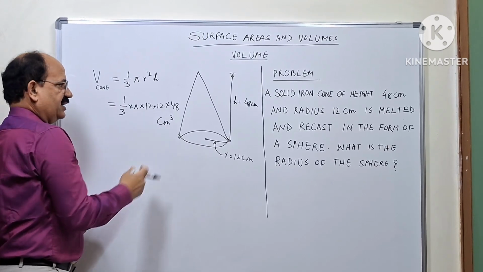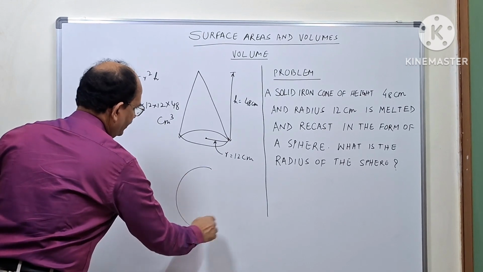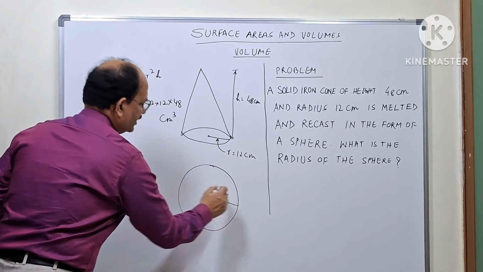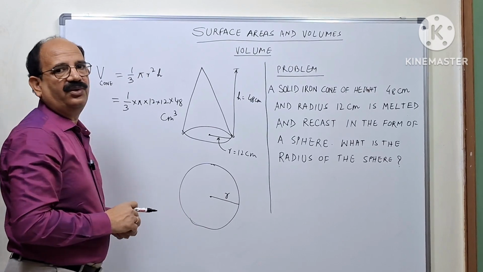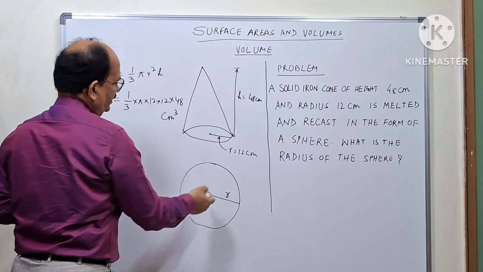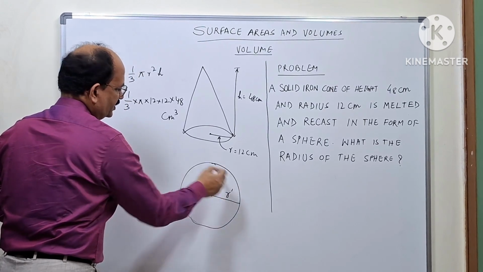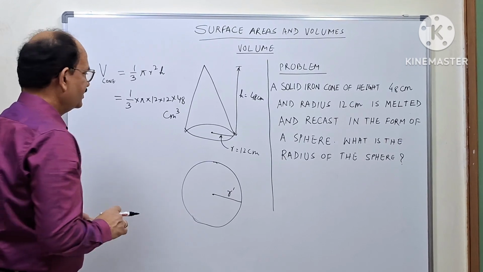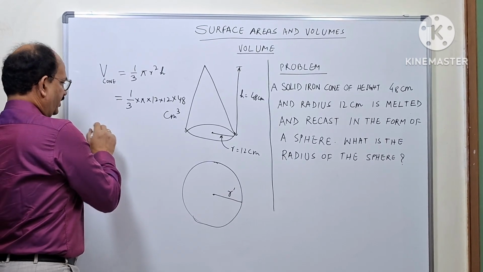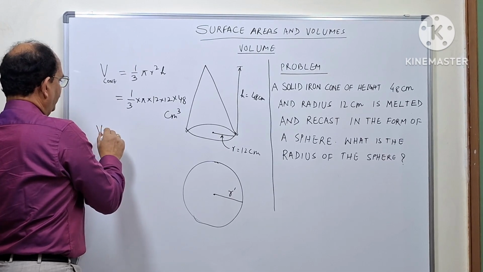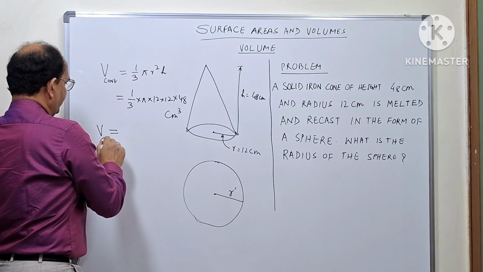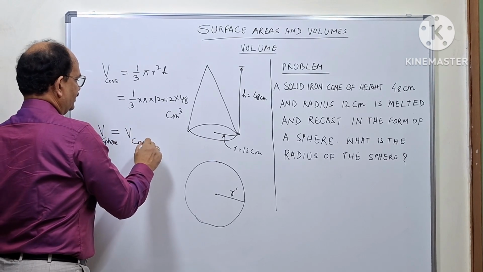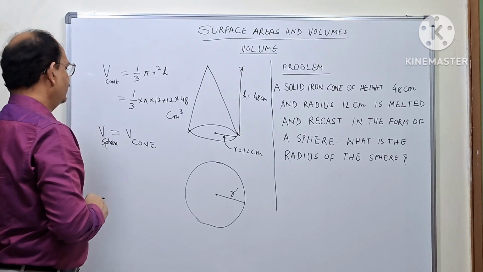Now the same cone is melted and recast in the form of a sphere. So if this is the sphere and this is the radius of the sphere, we have to find out what is the value of this radius. Just for distinction, I am putting it r dash. Then the volume of the sphere will be equal to the volume of the cone, because the same material is being used.